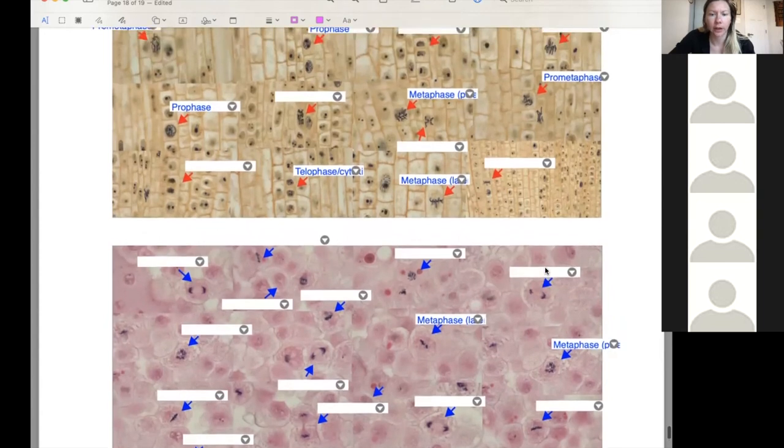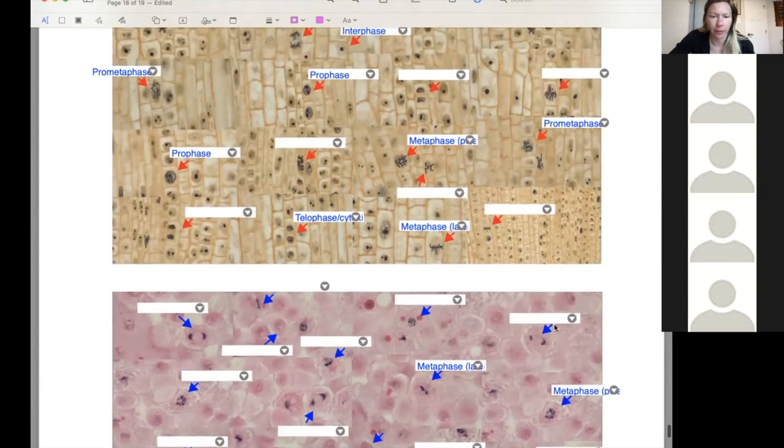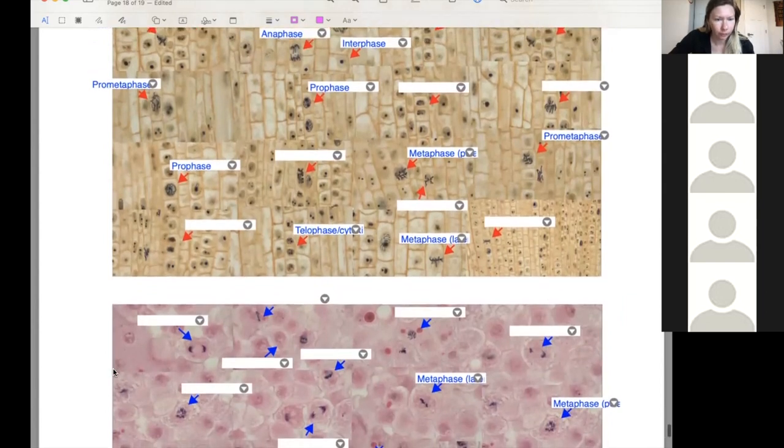All right, Andrea, I can scroll up a little bit. I still want to be able to see a little bit of the bottom picture. All right, what about this guy over here on the left? Anaphase. Yeah, very clear anaphase there.